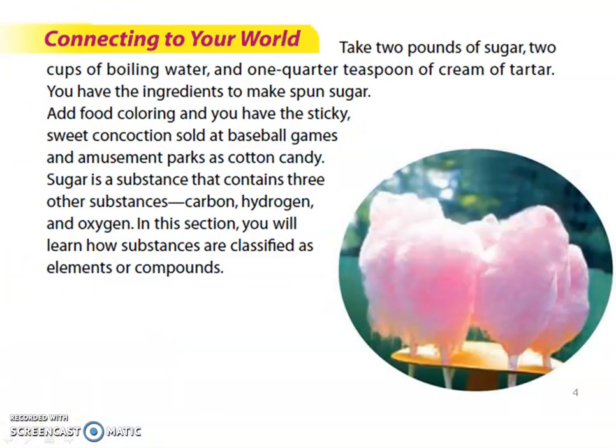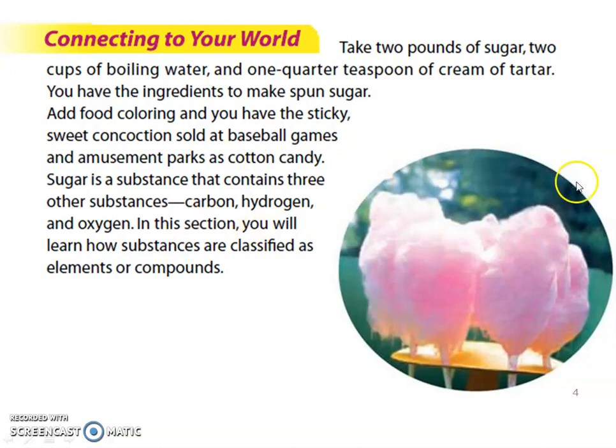So take 2 pounds of sugar, 2 cups of boiling water, and 1/4 teaspoon of cream of tartar. You have the ingredients to make spun sugar. Add food coloring and you have the sticky sweet concoction sold at baseball games and amusement parks known as cotton candy. Sugar is a substance that contains 3 other substances: carbon, hydrogen, and oxygen. In this section, you will learn how substances are classified as elements or compounds.